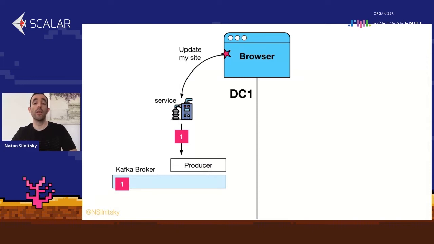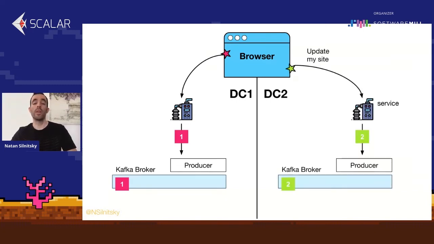Let's say we have 2 data centers, DC1 and DC2, and requests coming in from a browser to update the user's site. The service handles it and produces the message over to Kafka, message number 1. Then the user on the browser sends an additional update request. This time, because we have an active deployment for our DCs, it ends up going to the service in the second data center, and it's produced to Kafka, and now Kafka has update number 2.